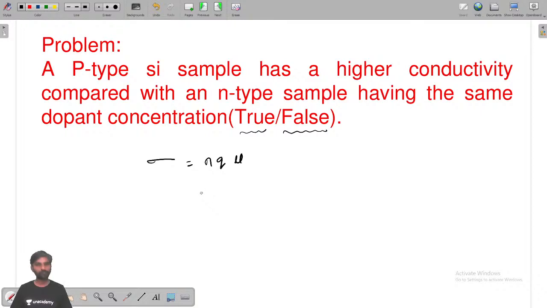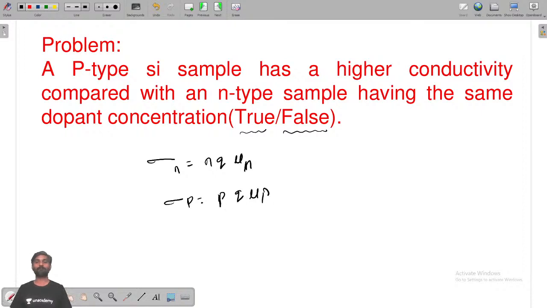If it is a p type, it is going to be n q mu n. This is for p type. It is going to be p q mu p.